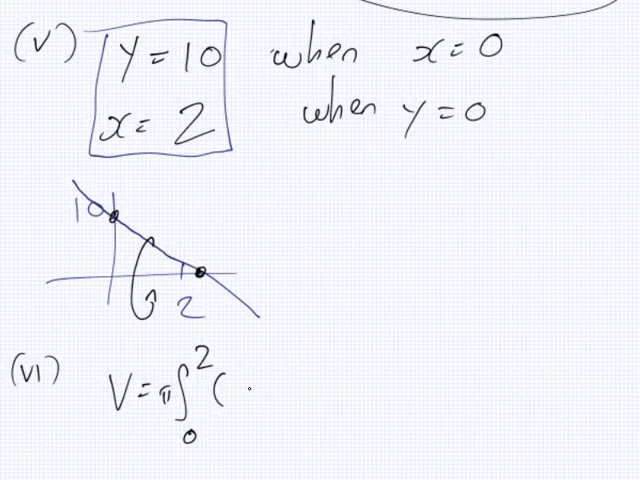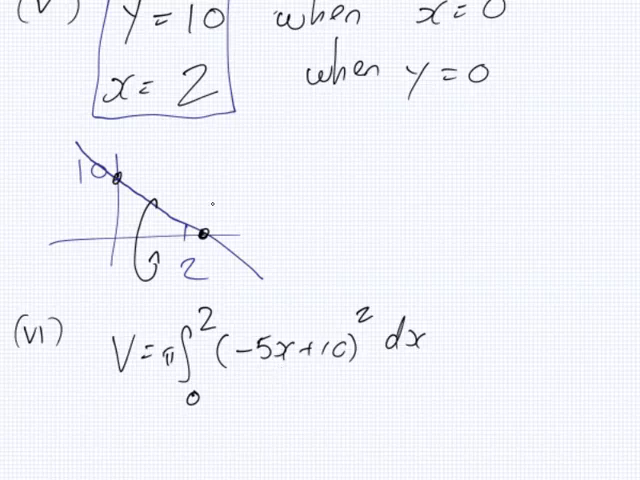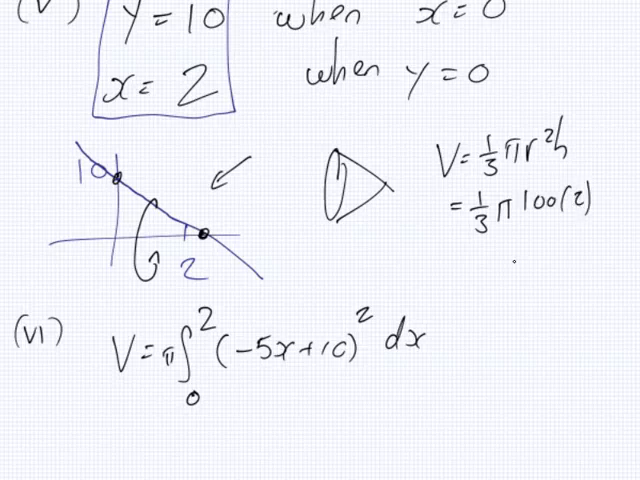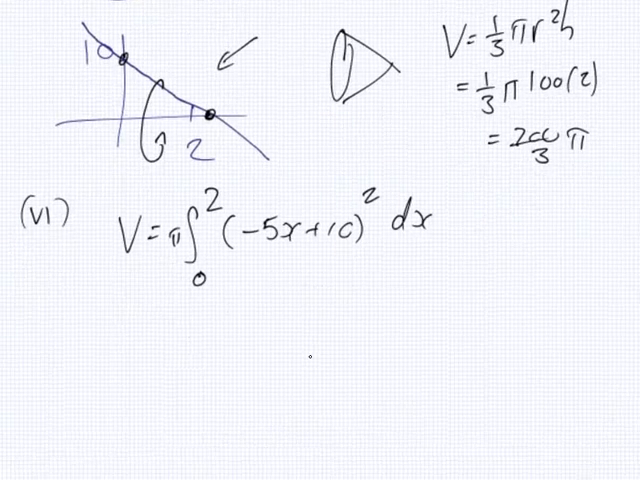And here, what do I write? What's the f(x) here? Minus 5x plus 10, squared, dx. Actually, I know what the answer should be already, because if I look at this cone, the volume is 1/3 pi r squared h. So I know that the answer should be 200 over 3 pi. Let's see if we get that.